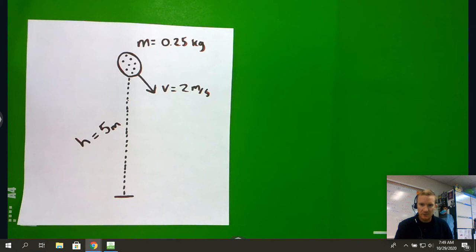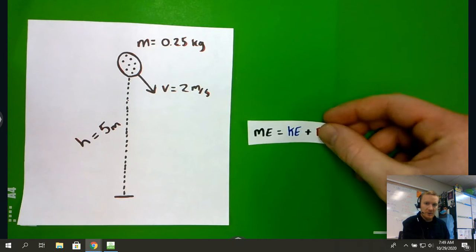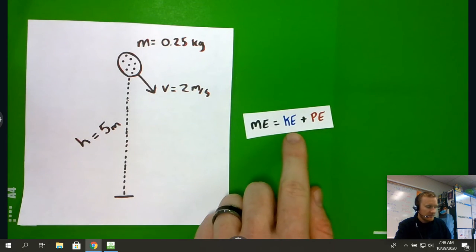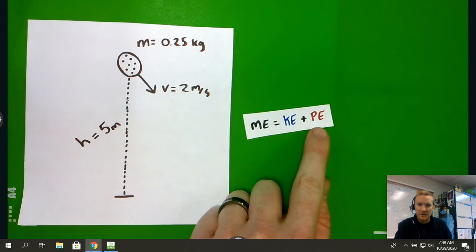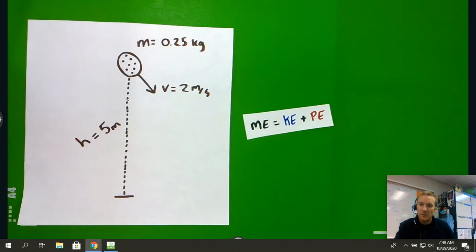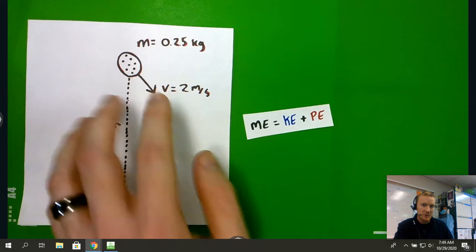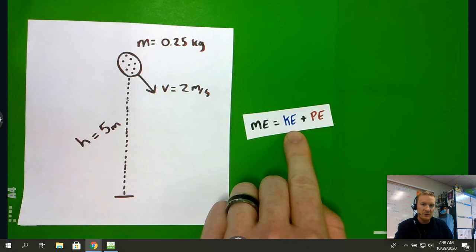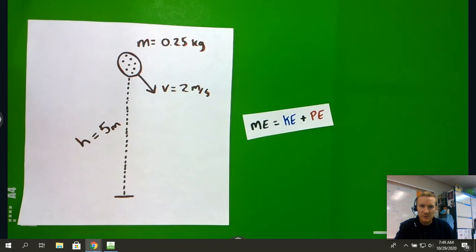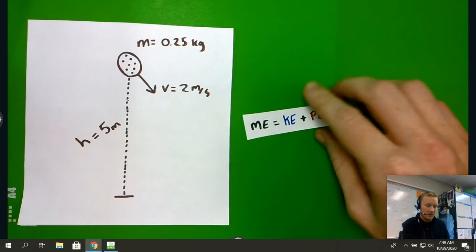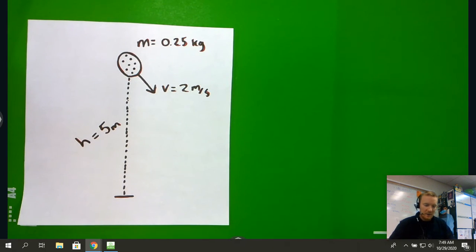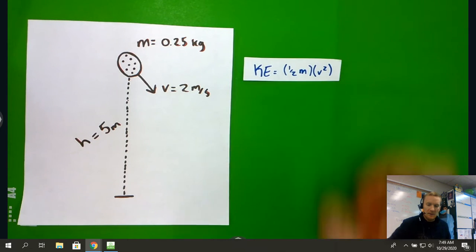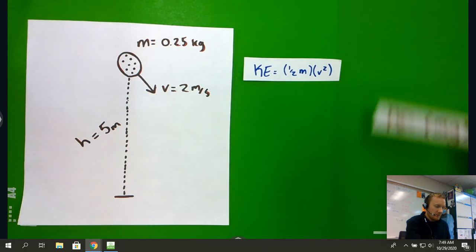So a quick thing to remember when we're looking for mechanical energy. Mechanical energy is the sum of all the kinetic and all the potential in the system. So what we have to do is, based on this information, we have to find what is the kinetic energy of the egg and what is the potential energy of the egg. Once we add those together, we can figure out the total mechanical. Okay, so the kinetic energy equation, and the potential energy equation.